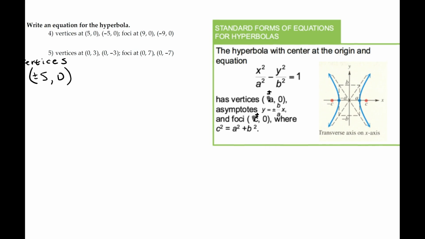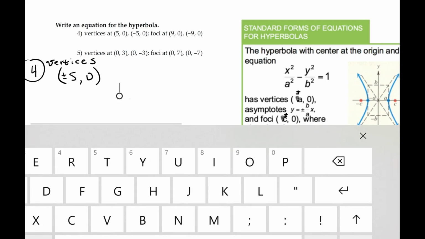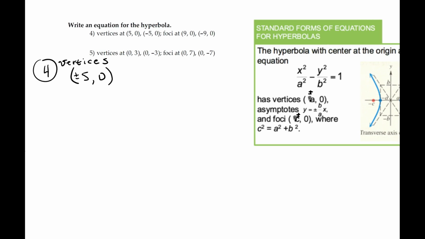But if you look at the second example, the number 5 there, it's going to follow very much similar to the graph on the bottom. So we've got the vertices there at 5, 0 and negative 5, 0. So this is our A value. And then we're given foci. And the foci, and I'll write foci up here, the foci are going to be at plus and minus 9, 0. So the foci is the C value. What we are missing to finish off this equation is the B value.